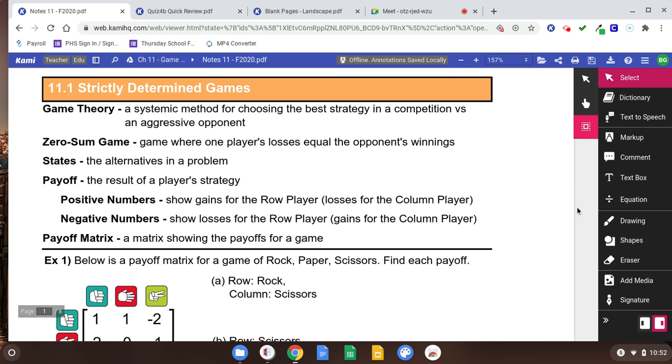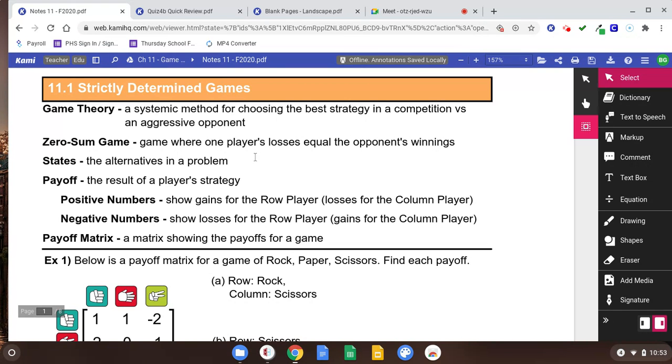11.1, strictly determined games. We've got a lot of definitions, so let's read through and let's learn them. Game theory is a systemic method for choosing the best strategy in a competition versus an aggressive opponent. Zero-sum game, a game where one player's losses equal the opponent's winnings.